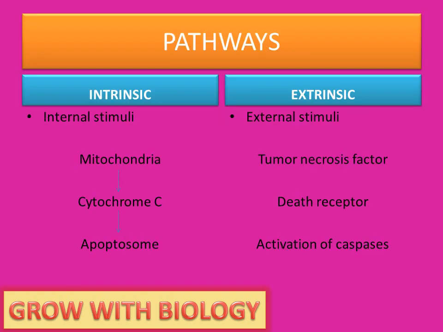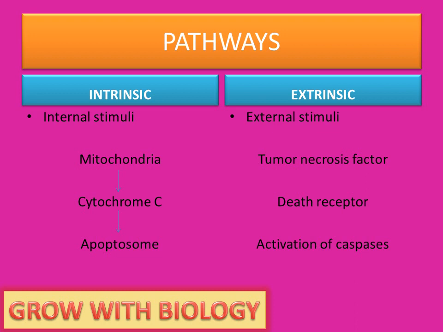Now the pathways, there are two pathways. One is intrinsic, another is extrinsic. Intrinsic is due to the internal stimulus, which we talk about, and it starts from mitochondria. And extrinsic is by the external stimulus. It starts with the tumor necrosis factor, which in other terms is the death receptor, and then activators of caspases. When we talk about intrinsic stimulus, mitochondria secrete cytochrome C, and then cytochrome C attaches to apoptosis.